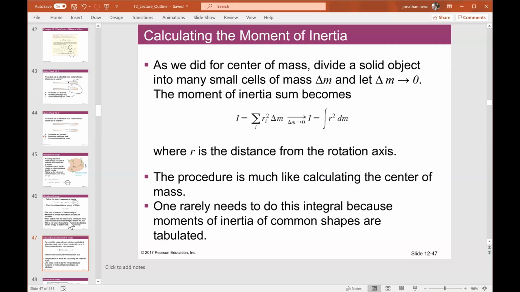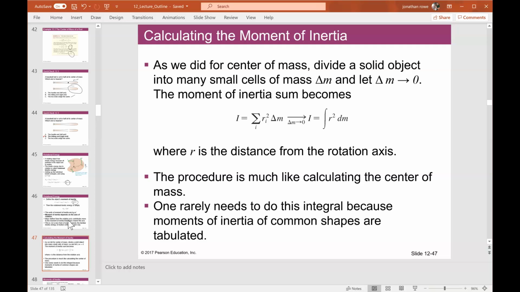As we did for center of mass, divide a solid object into many small cells of mass delta m. Let delta m approach 0, and now you've got yourself an integral. So instead of just delta m's, now we've got dm's. So the moment of inertia is equal to the integral of r squared dm. And I bet dm is going to have to somehow be put in terms of r to do it.